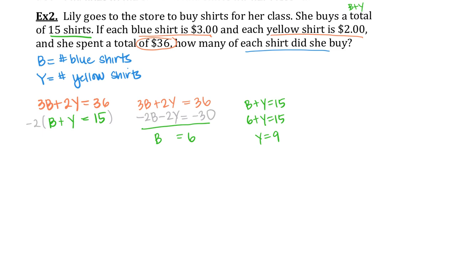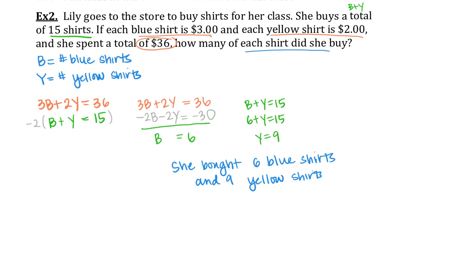Let me go back and read the question. It says, how many of each shirt did she buy? She bought 6 blue shirts and 9 yellow shirts.